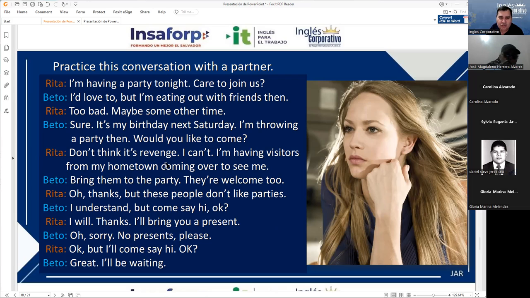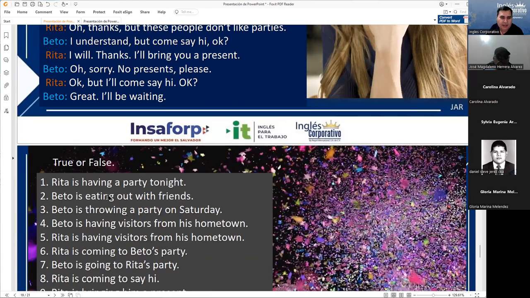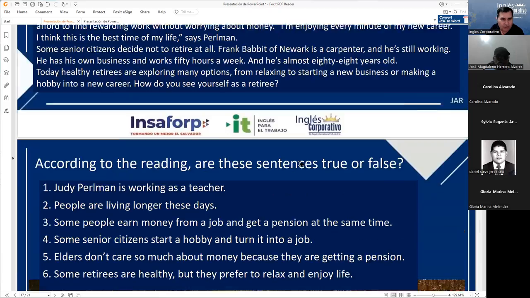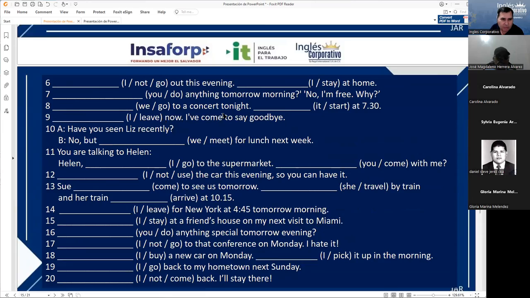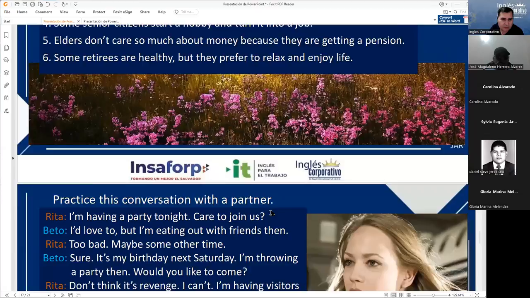I'll be waiting. Revenge, venganza. Would you like to come? Throwing a party, dando una fiesta. I'm throwing a party. Care to join us? ¿Te gustaría venir? I'd love to, but I'm eating out with friends then. Okay, so this is the conversation, and then true or false. And with this, we finish. So let's go to the groups, and we begin with this one, and this one.